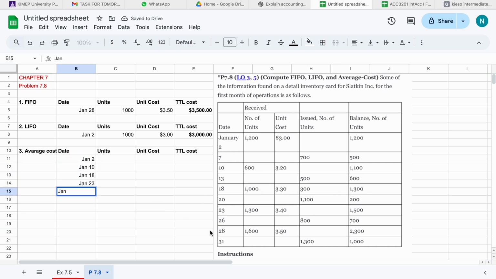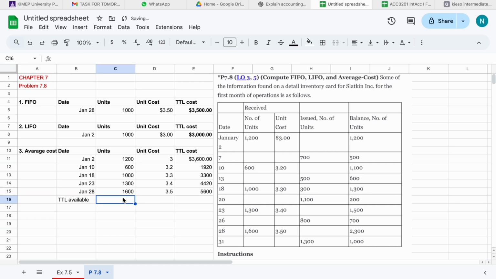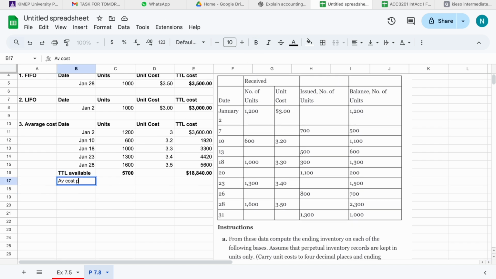Now let's move on to the weighted average cost. Under this method, an average unit cost is computed as the total cost of goods available divided by the total units available. So the total cost of goods available we have is 18,840, divided by the total units available, that is 5,700. So our average cost per unit is going to be $3.31. For the ending inventory, we have to multiply this average cost per unit by 1000.